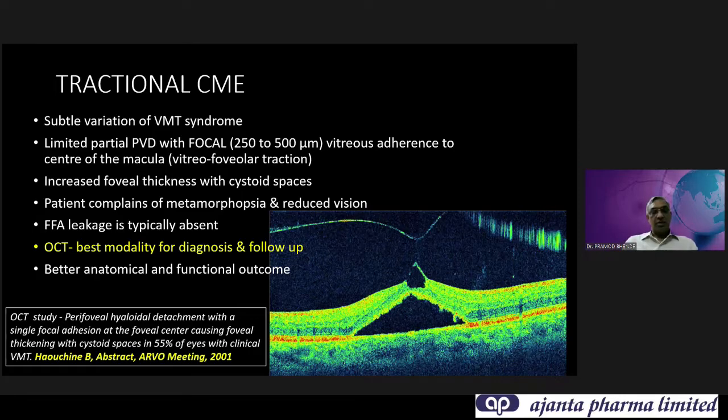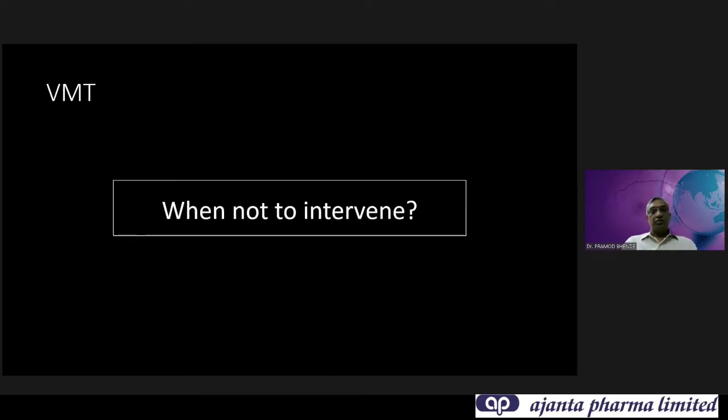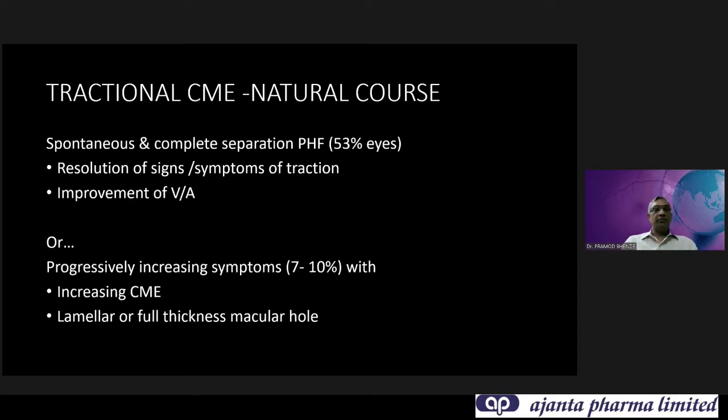These eyes can occasionally have spontaneous resolution, and eventually a better anatomical and functional outcome. So when you look at the natural course of VMT, 53% of eyes can have spontaneous and complete separation of the posterior hyaloid face, with resolution of signs and symptoms of traction and improvement in visual acuity.